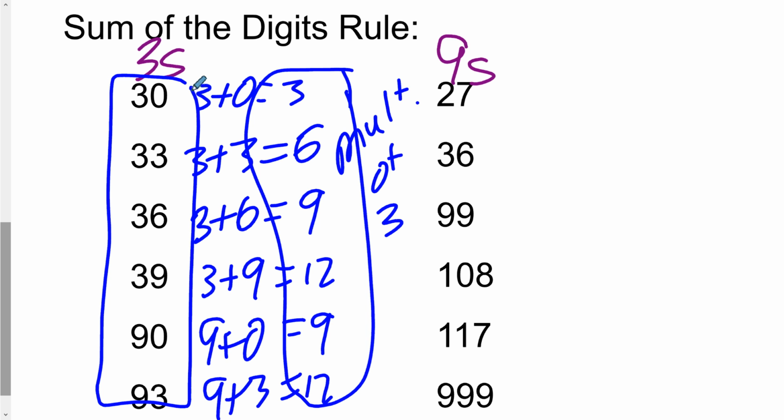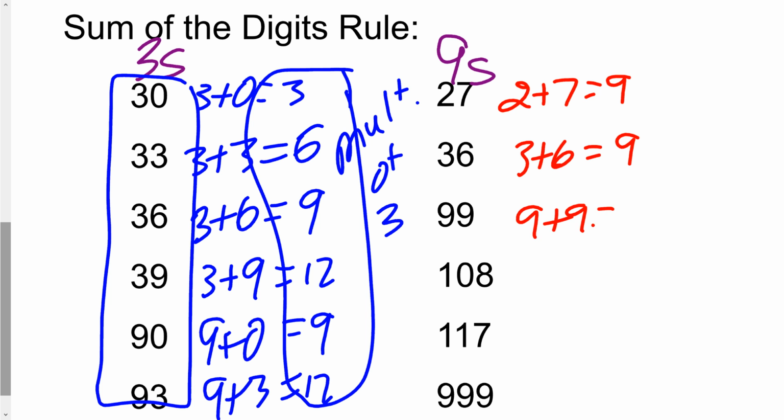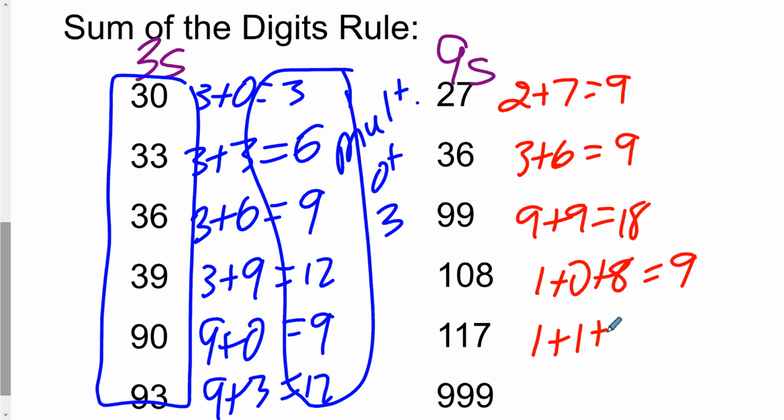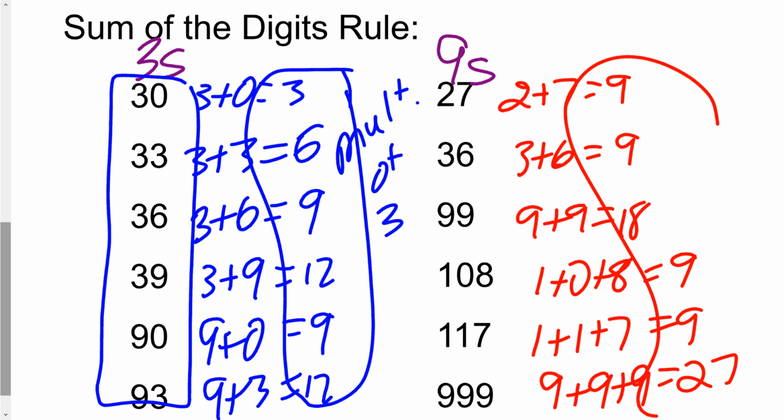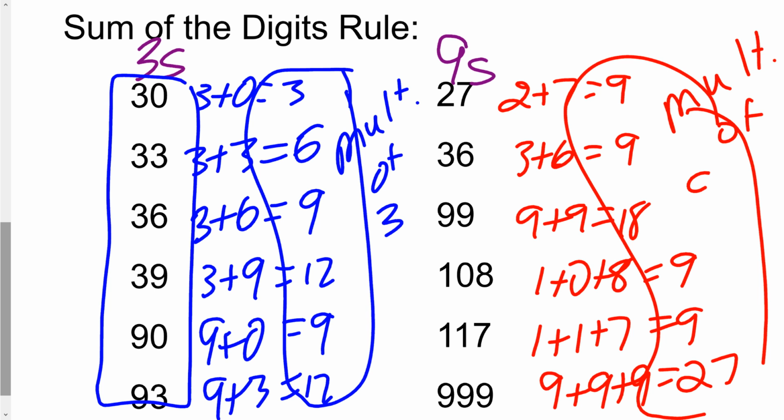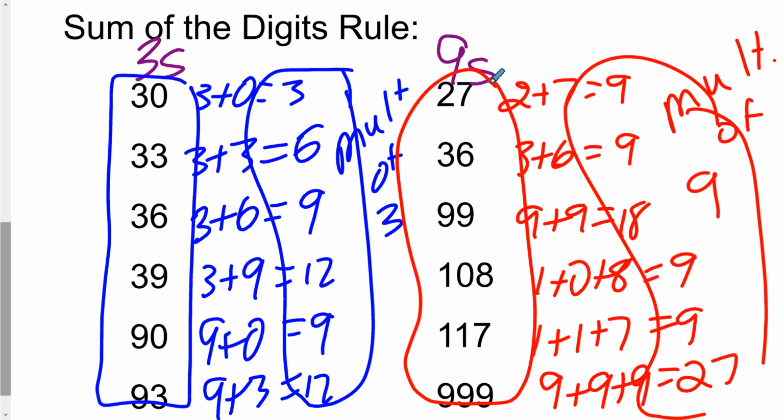And if we take a look at our 9s, 2 plus 7 is 9, 3 plus 6 is 9, 9 plus 9 is 18, 1 plus 0 plus 8 equals 9, 1 plus 1 plus 7 equals 9, and 9 plus 9 plus 9 is 27. We'll check it out. These are all multiples of 9. So they are also telling us that these numbers are divisible by 9.